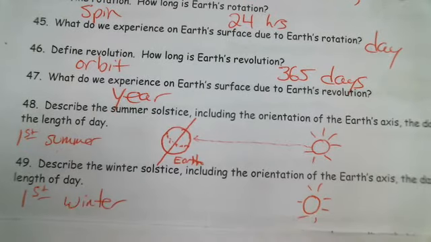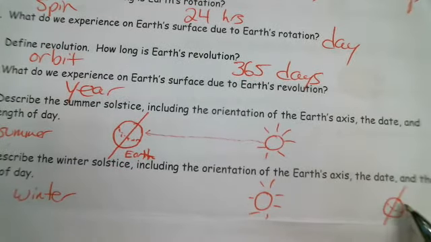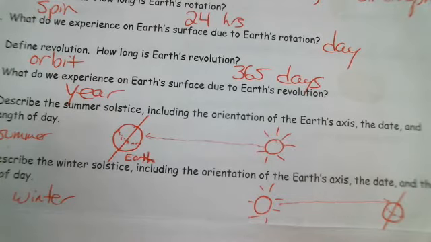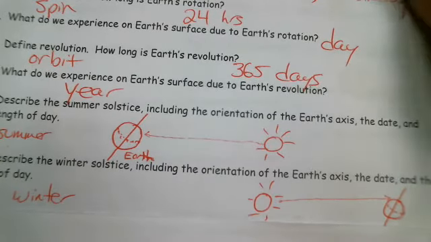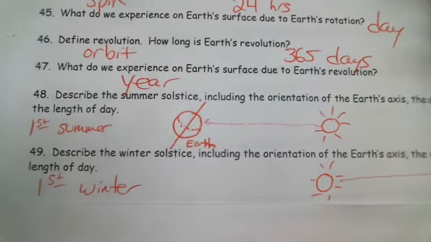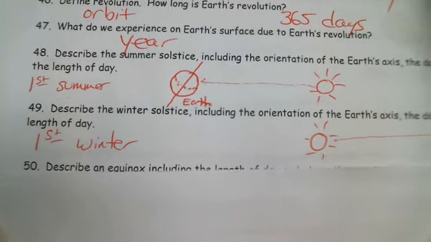The winter solstice is when the northern hemisphere is pointed away from the sun. That way, when the sunlight hits the northern hemisphere, it's more of a glancing blow. It's at more of an angle, so it's not as effective at warming the ground, and it gets cold. So the winter solstice is the first day of winter.